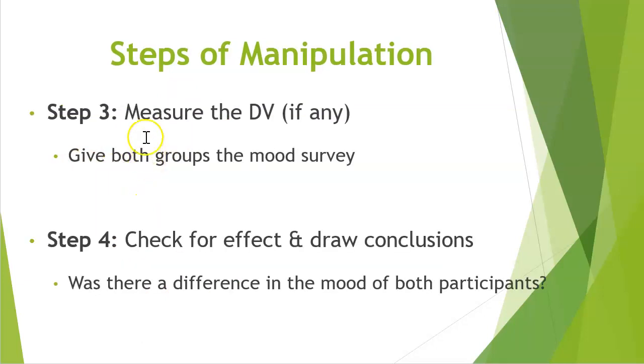Now, step 3, we need to now measure our dependent variable. So how we're going to do this in the example is we're going to give both the groups that mood survey. And then step 4, we're going to check for effect and draw conclusions. So we're going to score the mood surveys, and we're going to see, is there a difference in mood between participants of the experimental group and the control group.